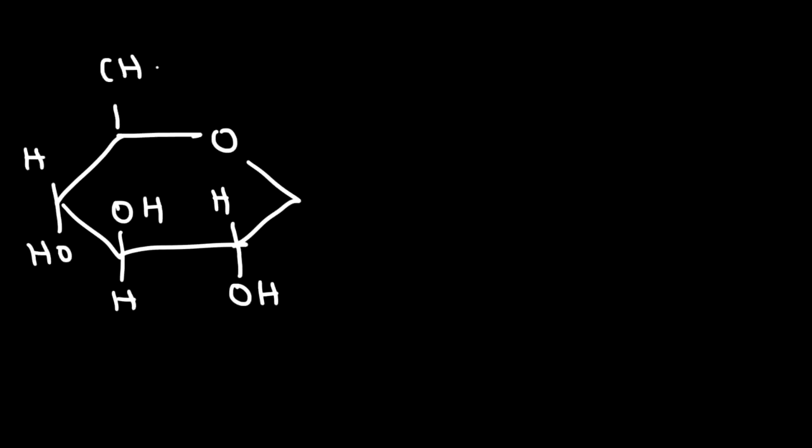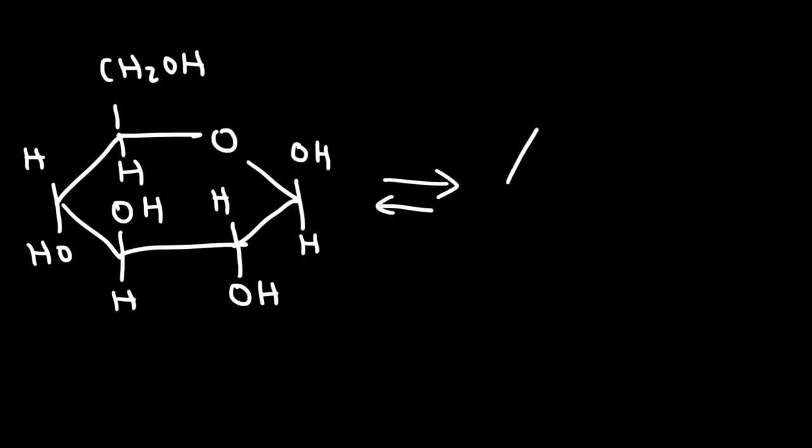Now, on carbon 2, we had the OH group facing the downward direction, and on carbon 3, the OH group was facing upward, and on carbon 4, it was facing downward. And then on carbon 5, we have the CH2OH group facing upward and H facing downward. Now on carbon 1, we can get two different forms. The OH group can be in the upward direction, like this, or it can be in the downward direction.